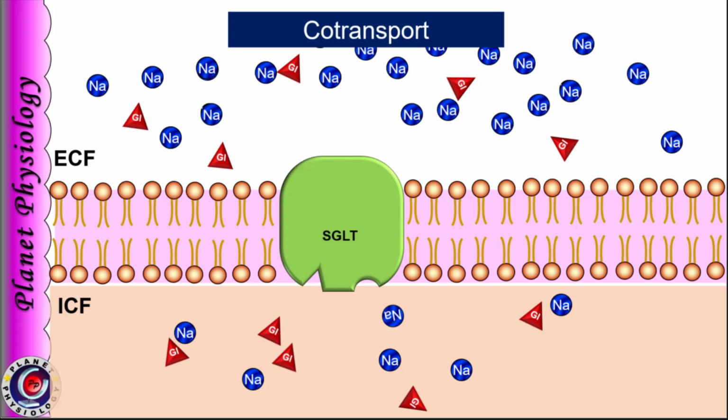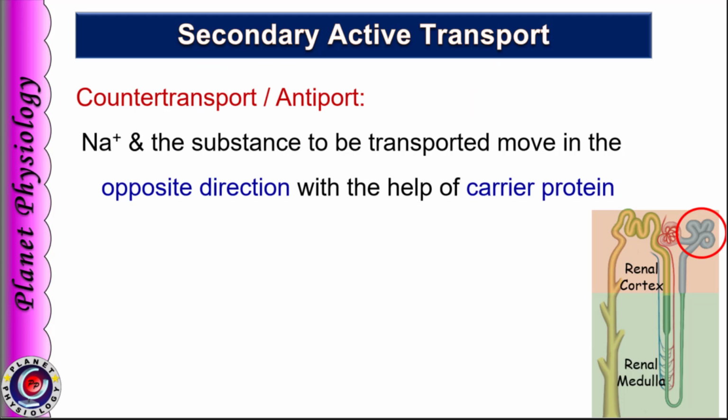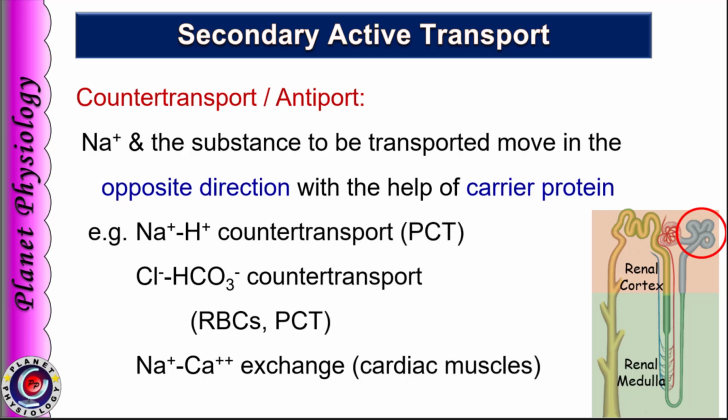The next type of secondary active transport is counter-transport or antiport. In this case, sodium and the substance to be transported move in opposite directions. For example, in the case of sodium hydrogen counter-transport, sodium ions enter the cell and hydrogen ions leave the cell. It is present in the proximal convoluted tubule.